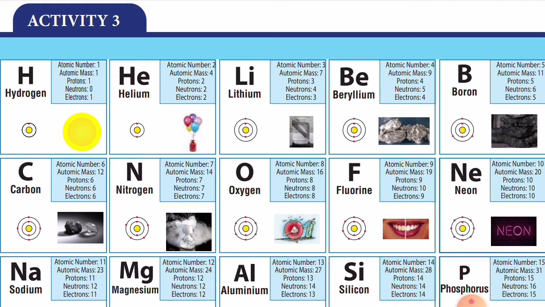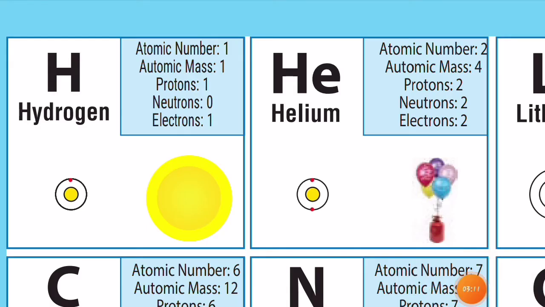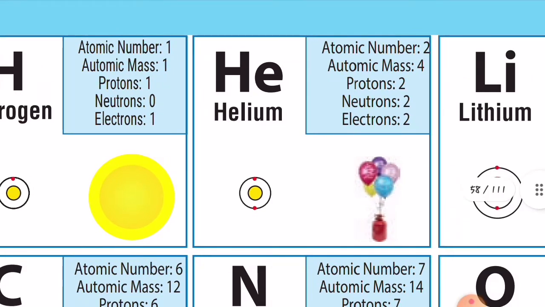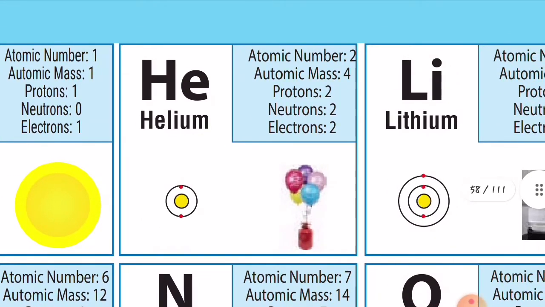You know, children, the hydrogen atom's atomic number is how much? Only 1. So hydrogen atomic number is 1, and the atomic mass, that means mass number, is also 1. I will explain: the neutron is 0 and the electron is 1. And see the helium atom, children: atomic number 2 and mass number is 4. Atomic mass and mass number are the same.